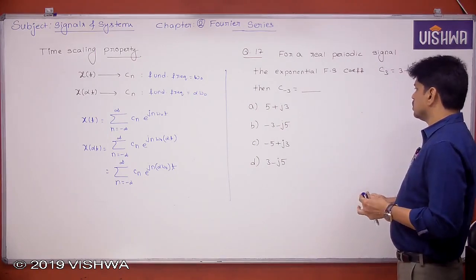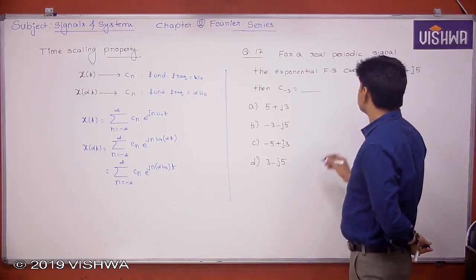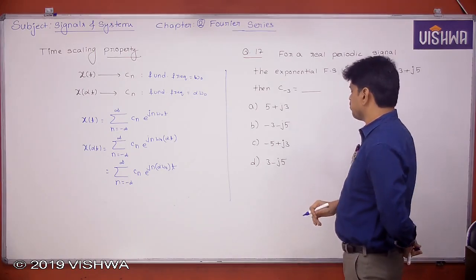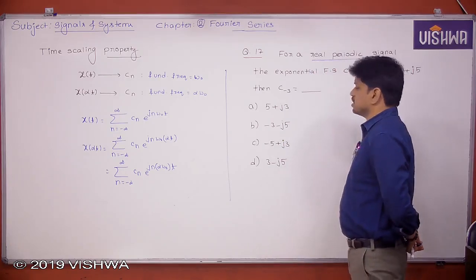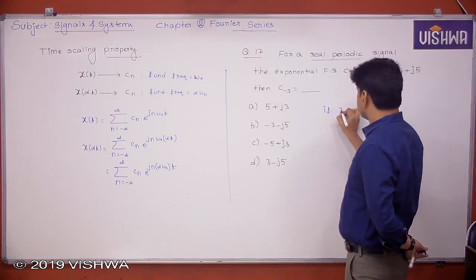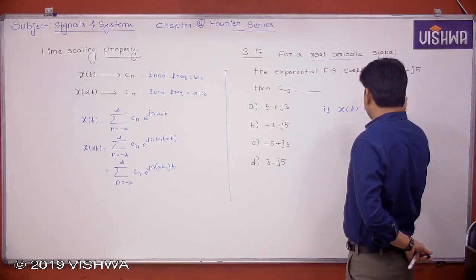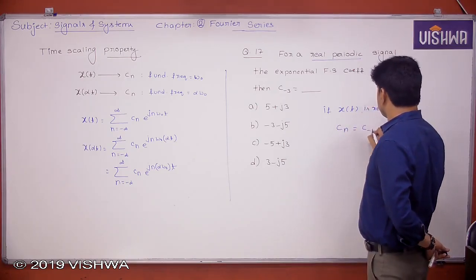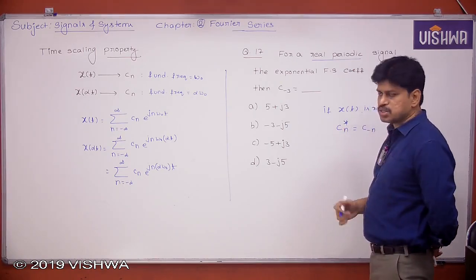Okay, so listen carefully. This is the Fourier series coefficient C3, then we have to calculate C minus 3. The clue they have given is a real periodic signal. I told you, if x of t is real, then we have a relation between Cn and C minus n. What is that? C minus n is equal to Cn conjugate.